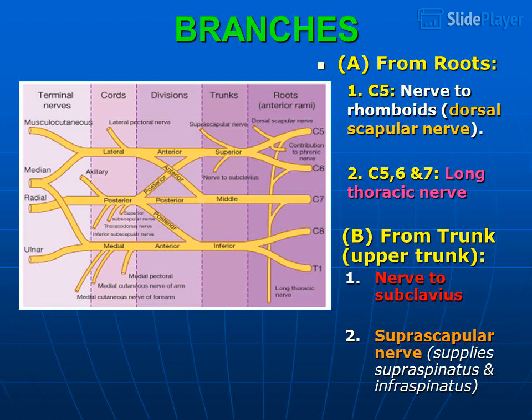Branches. A, from roots. 1. C5, nerve to rhomboids, dorsal scapular nerve. 2. C5, 6 and 7, long thoracic nerve. B, from trunk, upper trunk: nerve to subclavius. Suprascapular nerve, supplies supraspinatus and infraspinatus.